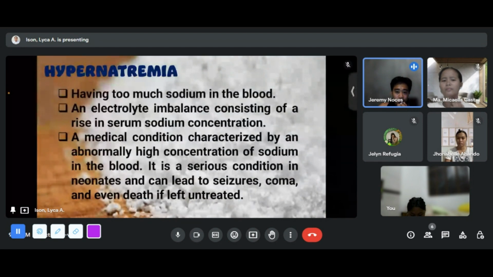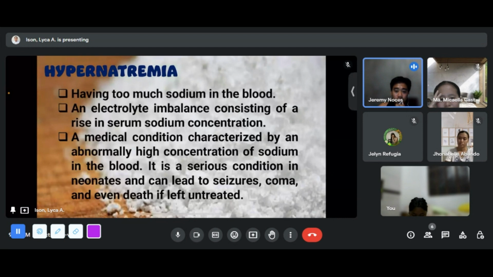So hypernatremia is a condition in which the child has a high amount of sodium in the blood. Hypernatremia is an electrolyte imbalance consisting of a rise in serum sodium concentration, a medical condition characterized by an abnormally high concentration of sodium in the blood. It is a serious condition in neonates and can lead to seizures, coma, and even death if left untreated. So, in simple words, mataas po ang sodium level sa dugo.